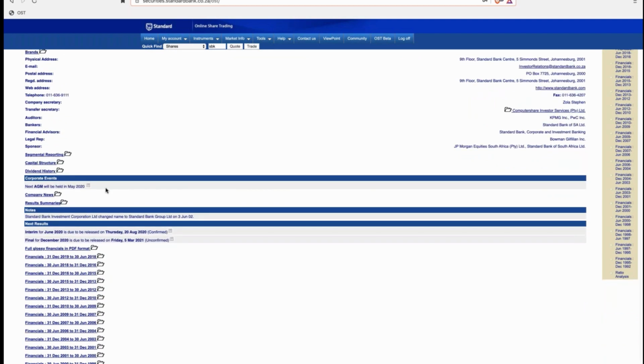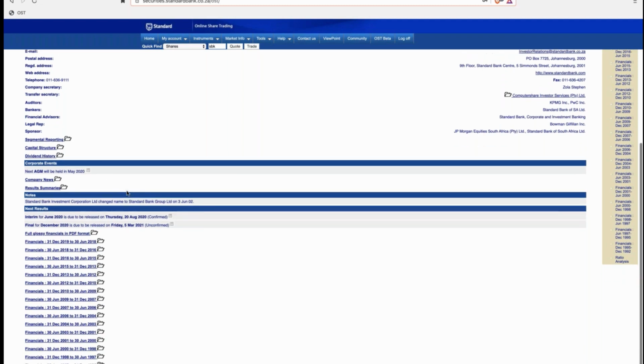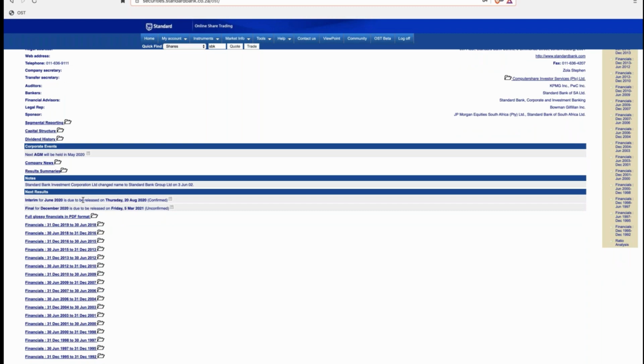Also tells you AGM will be in May 2020, that date not yet announced. And next result for June is going to be released on 20th of August, and that is confirmed. And then the final for December 2020 is expected on the 5th of March, as yet unconfirmed. Now, again, obviously, in time, they will want to confirm it, but right now, they're not telling us.